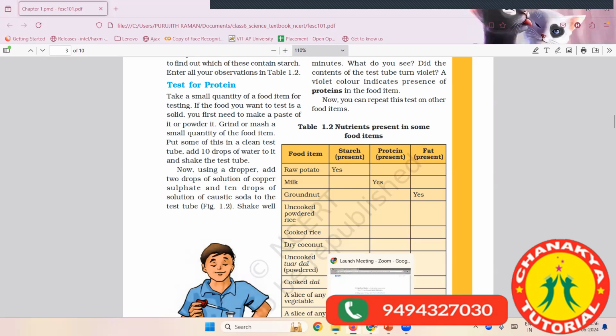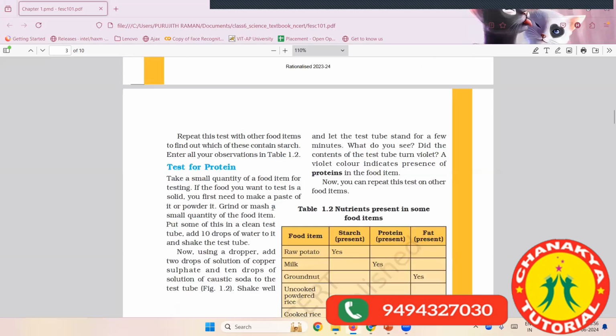Ma'am, caustic soda is sodium hydroxide. Caustic soda, like copper sulfate, is also not a liquid; it is also in powder form. So copper sulfate and caustic soda both are not liquids, but they are telling you to add them in solution form. So it means you have to make them as a solution. They are solid, but you have to make them a liquid. That point is very important. So questions can come like, can you add copper sulfate as a powder? You should first tell that you have to make it as a solution, and 10 drops of solution of caustic soda to the test tube. Shake well.